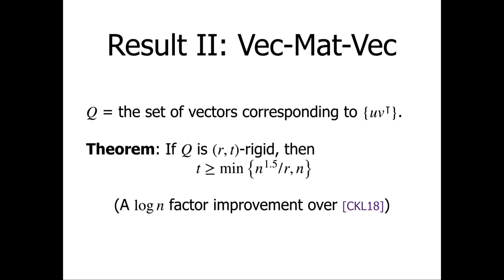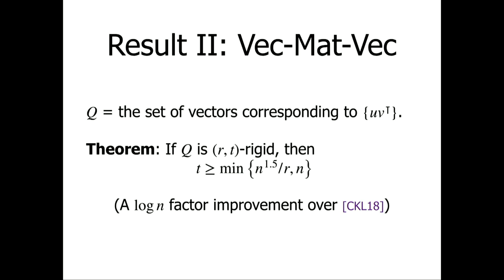So for this data structure problem, you can associate a query set which corresponds to the set of all vectors that you get from rank 1 matrices of the form u v transpose. So look at u and v that are square root n length vectors. Look at u v transpose, which is a square root n by square root n matrix. Now you take this matrix and make an n length vector by unwrapping the whole matrix into a vector. Now if you look at this query set, which is a subset of F_2^n, what we show is that this is RT rigid, where T is at least n^1.5 over R.